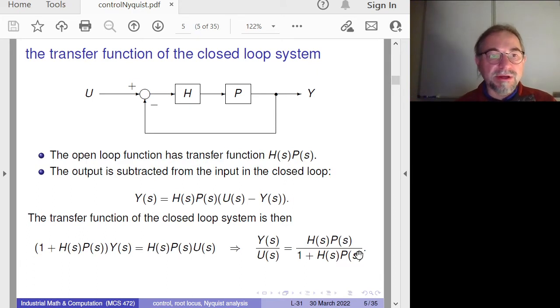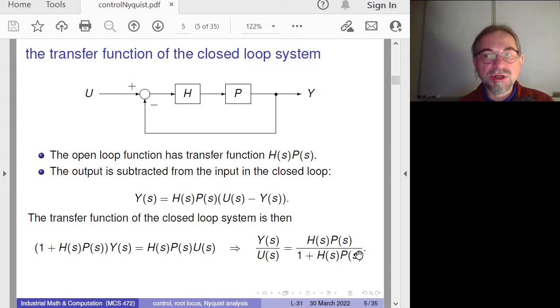Okay, so we design in the frequency domain. Frequency domain methods is the topic for this chapter. So we have an open loop transfer function. This is again the idea of two plants that are cascading. So first h, then p. So the transfer function is h times p.